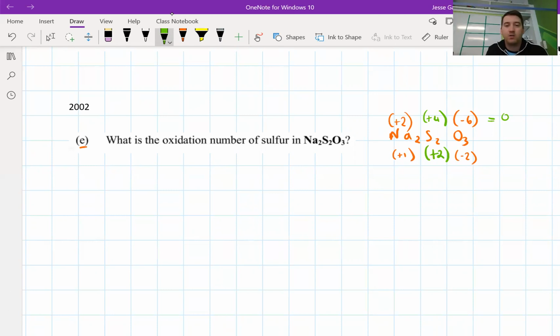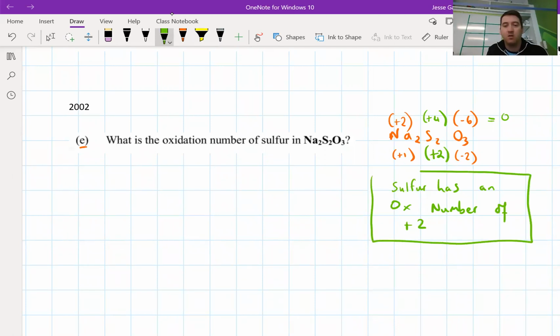All right, so then just to clarify, sulfur has an oxidation number of +2. And again, that's really good practice to get into. Examiners are going to love you if you highlight your answer like that and make it jump off the page. It makes it really easy for them to correct, and they'll know that you know your stuff when you do it like that. All right, guys, so that is 5 little examples of assigning oxidation numbers.